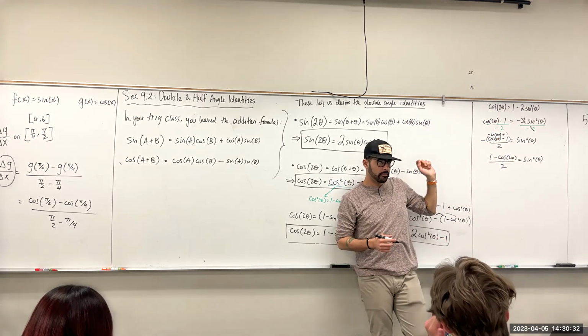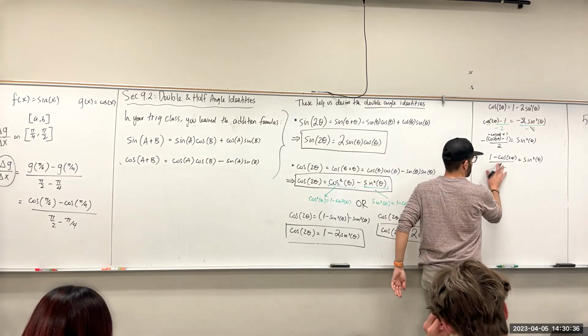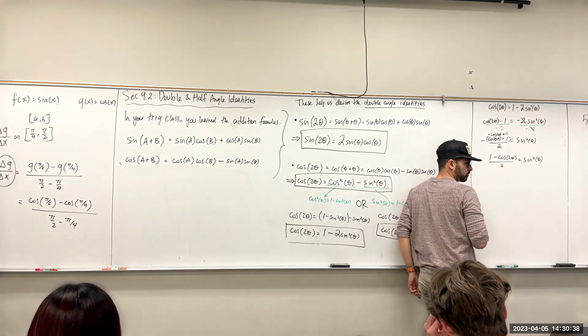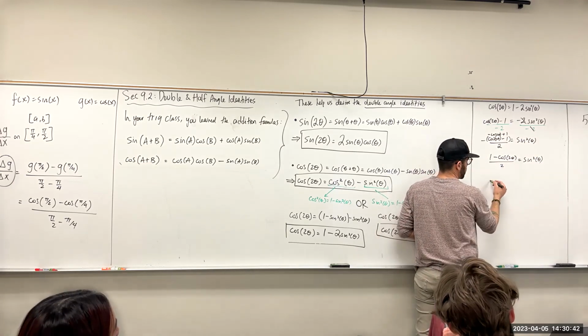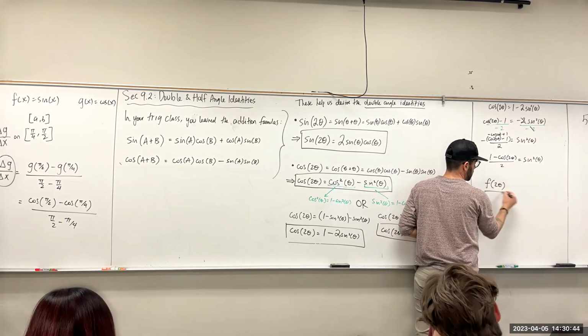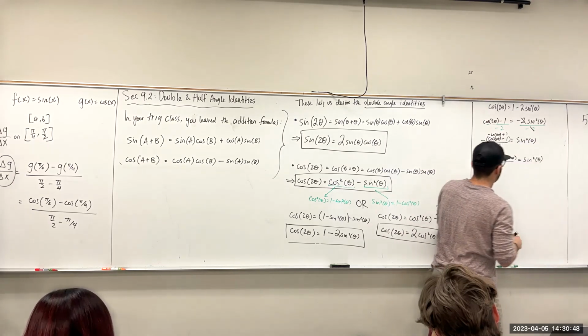Question? Would the 2 there be able to cancel out the 2 in the cosine? No, this is function notation. So if I did something like this, I can't just cancel the 2. Yeah. All right.